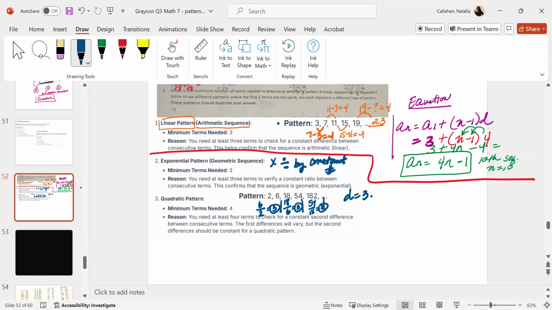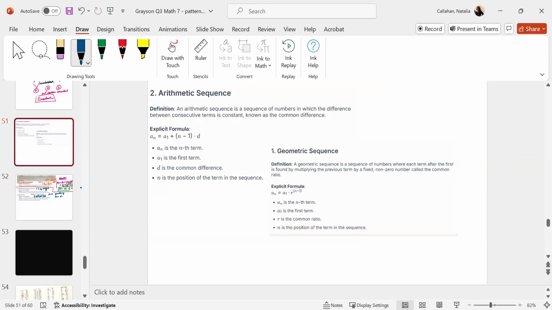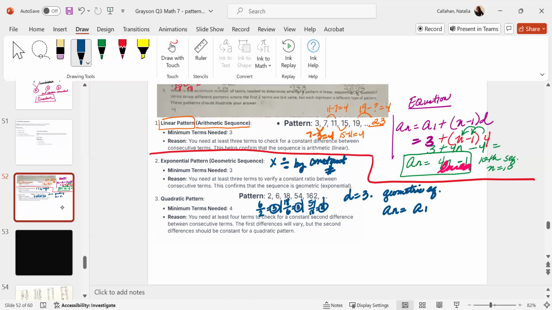Your equation for this, remember this is geometric, right? Your geometric equation is a sub n equals, what was it, a1? Was it n minus 1? It's a times r to the n minus 1. You gotta memorize this.